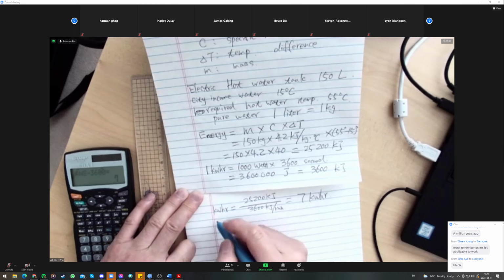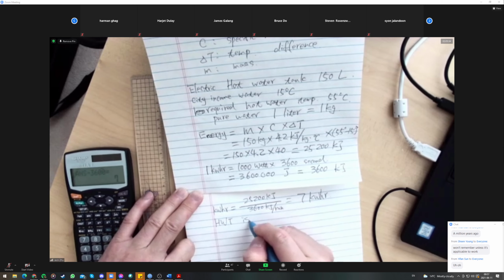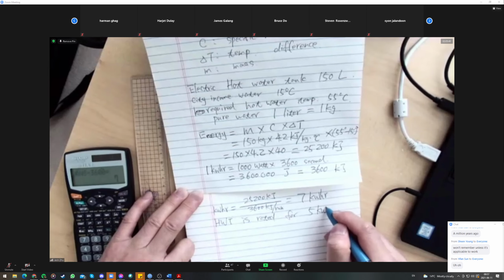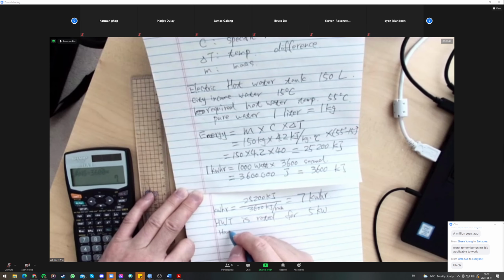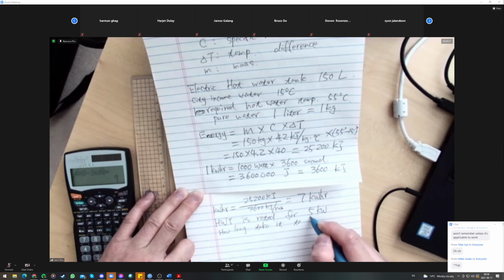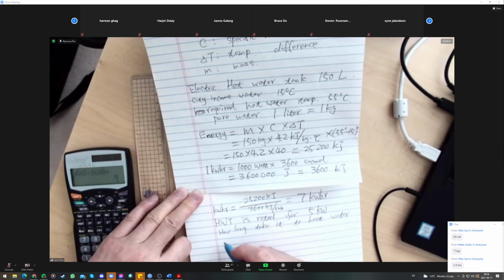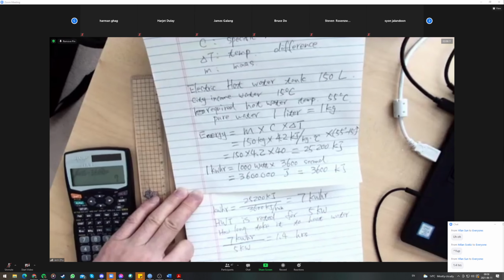So if this hot water tank is rated for 5 kilowatts, how long is it going to take to heat that water? That's right, 7 kilowatt hours divided by 5 kilowatts, 1.4 hours.